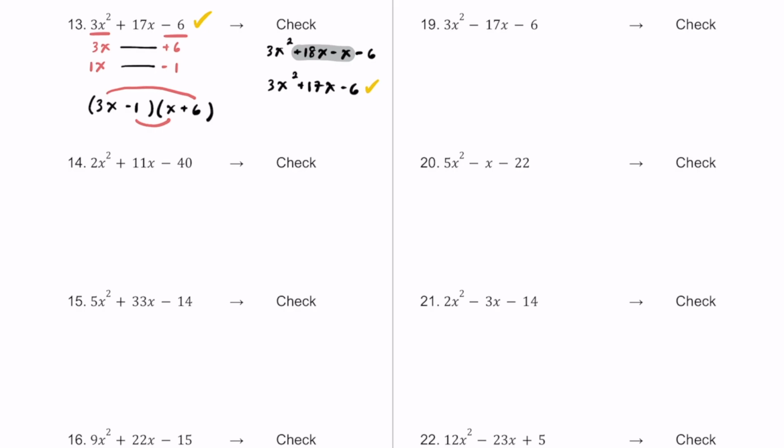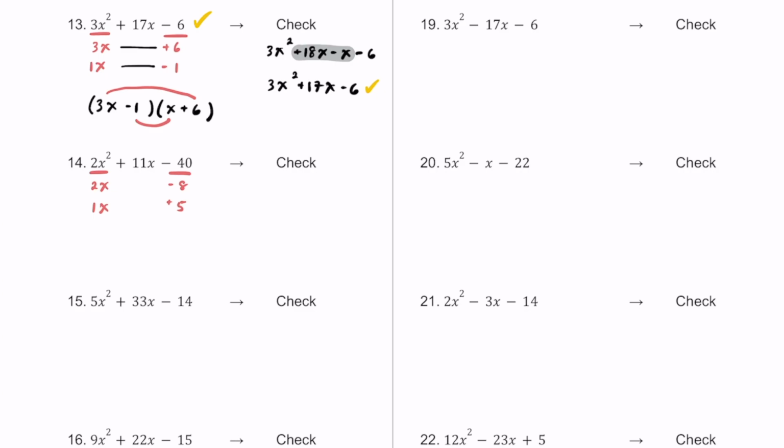Let's go ahead and see number 14, where we have 2x squared plus 11x minus 40. So for this 2x squared, we like how 2 is prime, so it's going to be 2x and 1x. And then for this -40, let's see, we need one positive, one negative. So I think 8 and 5 are the closest factors to each other. And again, don't worry about positives and negatives. Let's just choose one negative and one positive, and we can always change them later.